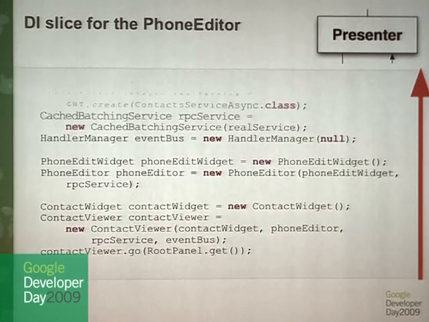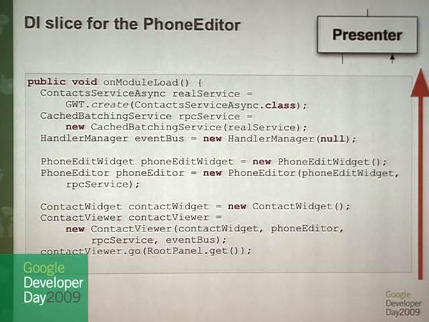So the very last line of the slide is what we want. We simply want to say contactviewer.go. That's the only thing we want to do. But in order to do that, we need a contact viewer. So we have to create one. So if you look in the three lines above it, you see that we create a new contact viewer. Contact viewer is new contact viewer, and then it has 4 parameters: contact widget, phone editor, RPC service, and event bus. So now we need 4 things. So look at the 4 lines above that, and you see that we create those 4 things. And we keep creating things until we have created everything that we need, so that we can do the very last line of the slide. So that's dependency injection. You write the thing you want, and then above it you create what you need, and above that you create what you need to create that, and you keep going until you have nothing left to create, and then you're done.